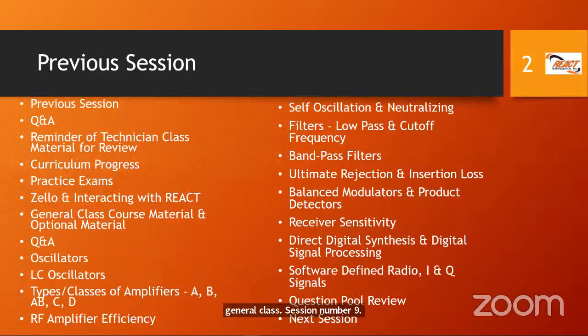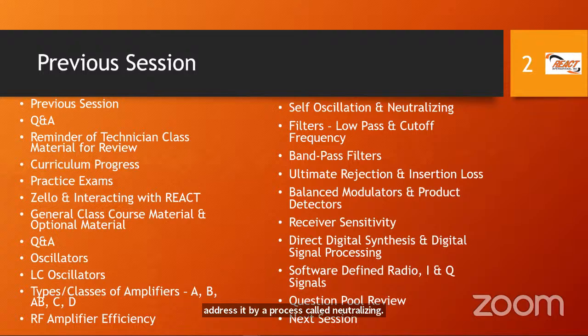During our previous session, we looked at the topics of oscillators, LC oscillators. We discussed the different types of amplifiers, or different classes: A, B, AB, C, and D. We also discussed RF amplifier efficiency. Then we discussed the concepts of self-oscillation and how to address it by a process called neutralizing.